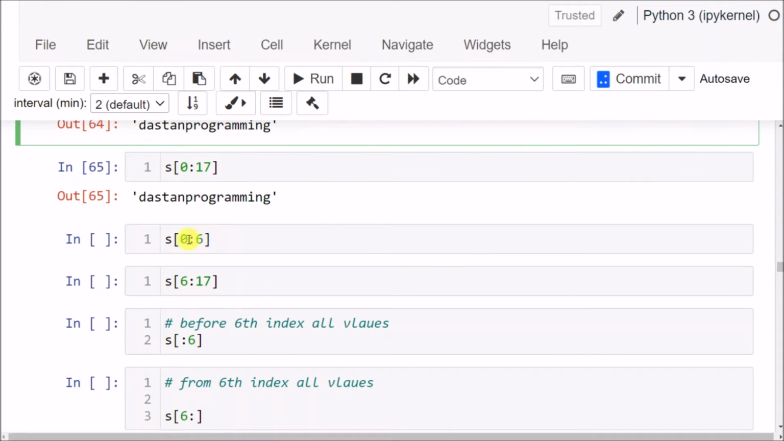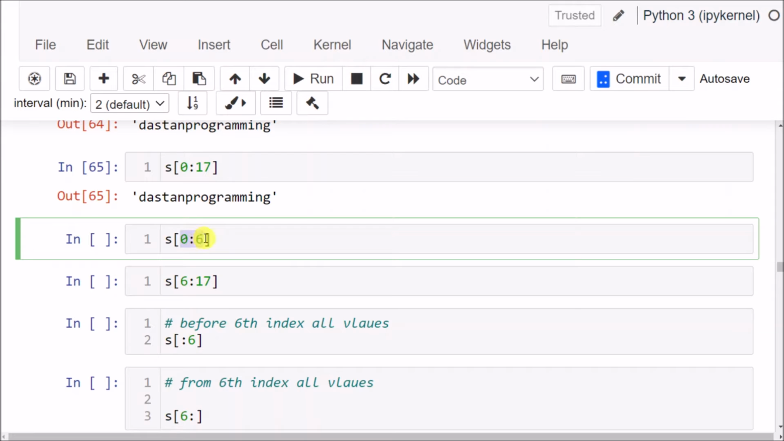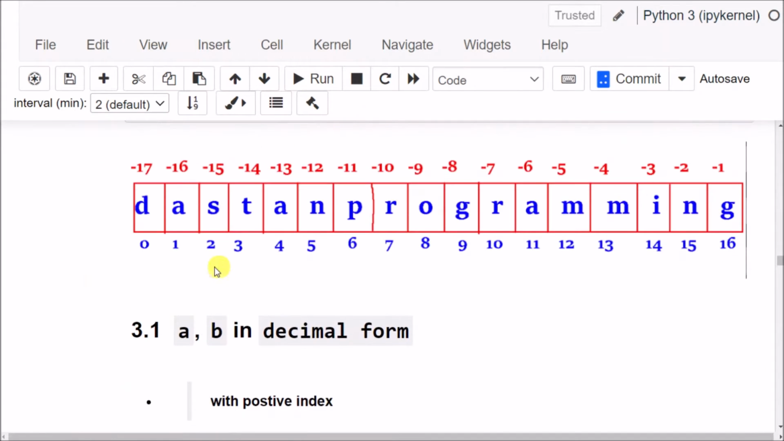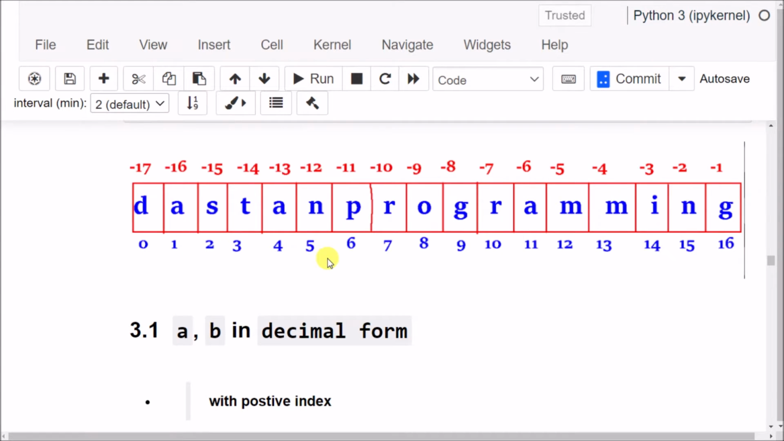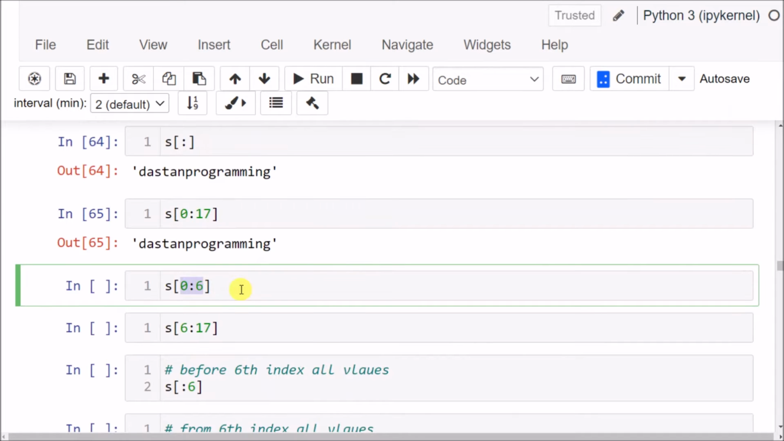So here we want to print from 0 to the 5th index, because 6 is excluded, meaning 6 is not counted. So 0 to the 5th value. What value should be there? From here to here: D is counted, A is counted, S is counted, T is counted, and A is there, and N is there. That is Dastan only it will print. So 0 to 5th, 6th excluded, gives Dastan.